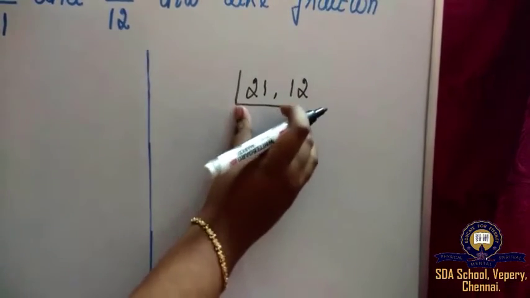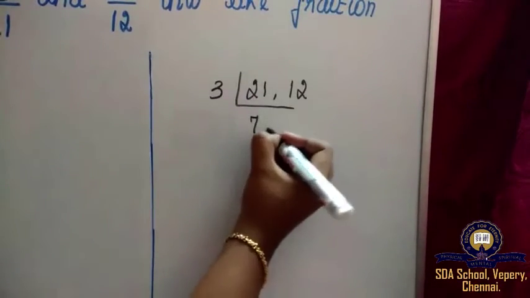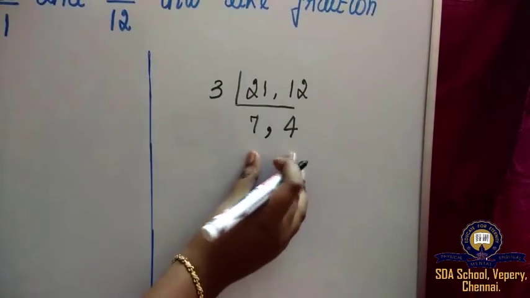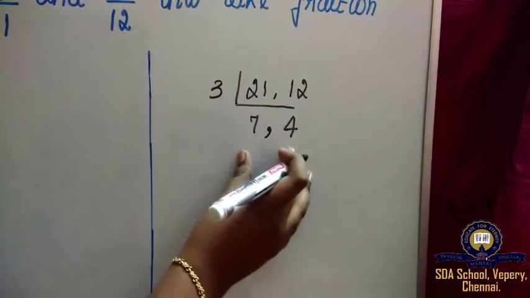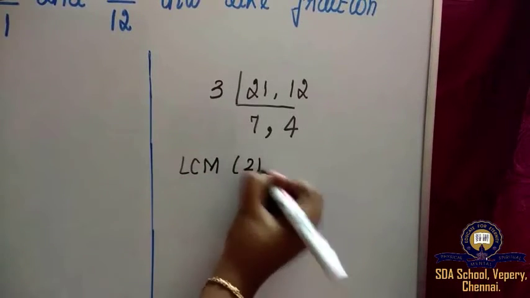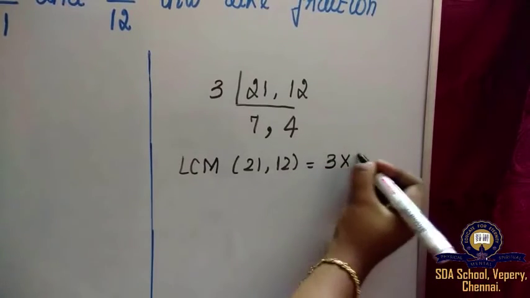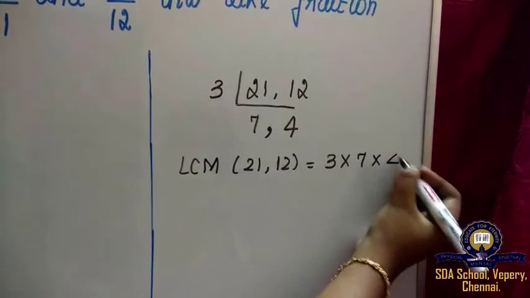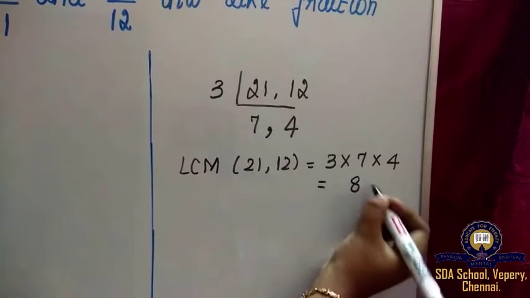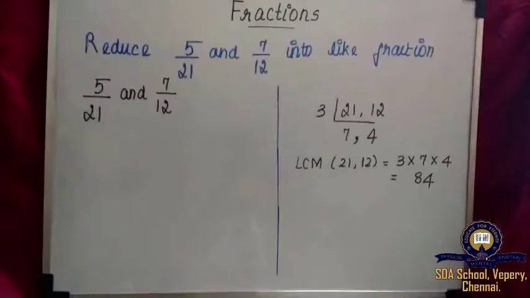They both have the common factor 3. 3 sevens are 21. 3 fours are 12. Do 7 and 4 have a common factor? No, right? So we can stop at this step. So the LCM of 21 and 12 is equal to 3 into 7 into 4, which is equal to 84. So now we have found the LCM.